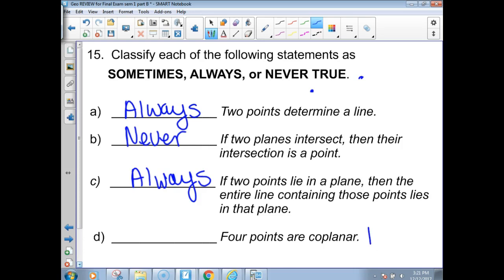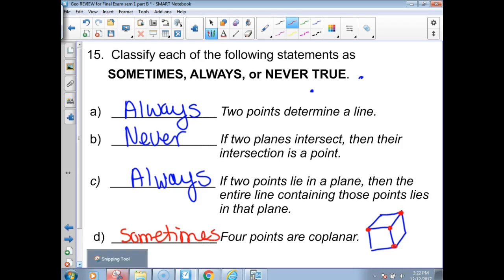But okay, wait. Here, this will maybe help those of you who aren't sure. If you had a box, I could have 3 points on that front plane. 3 points always make a plane, all right? But then if I had a 4th point, does it have to be on that plane or could it be somewhere else? Yeah, it could be somewhere else. So this would be sometimes, as I heard some of you say.